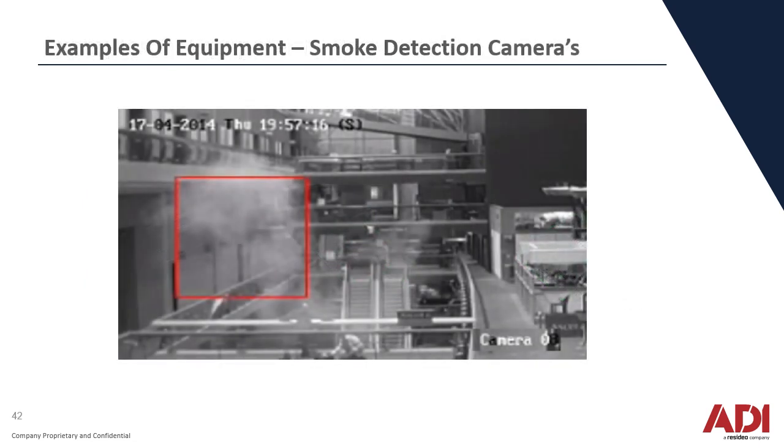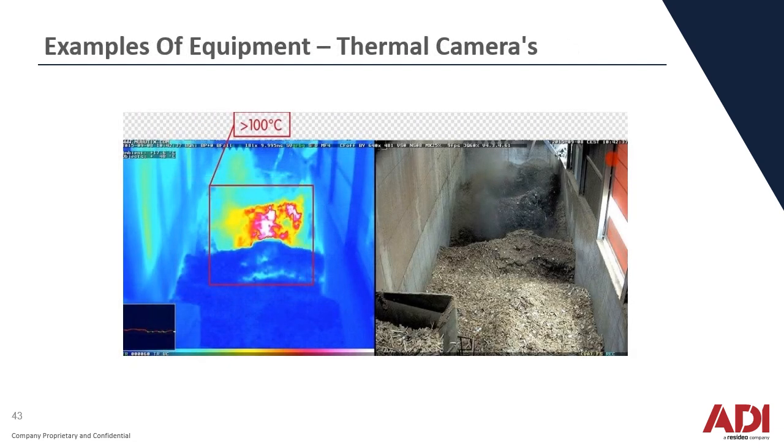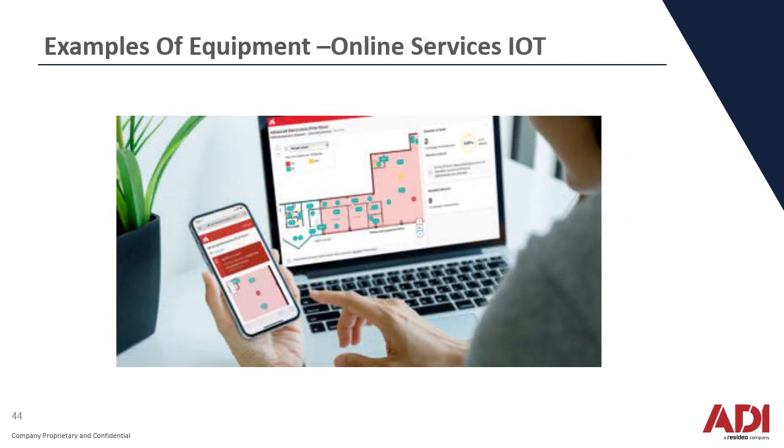Next, we have an example of a smoke detection camera, detecting smoke within a power station. Next, we have an example of a thermal detection camera, detecting heat within a recycling plant. And finally, internet connectivity. There are several solutions for connecting fire systems to the internet. This allows connectivity for both the end user and installation companies to interact with the system for maintenance or compliance.